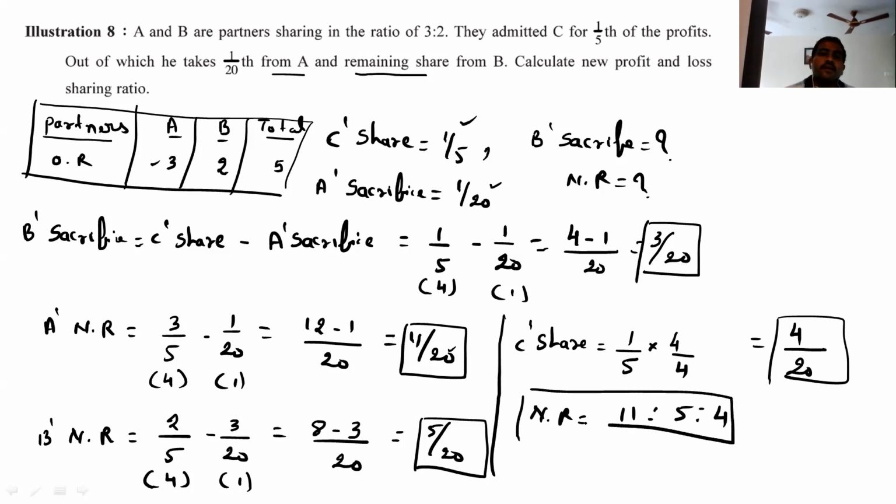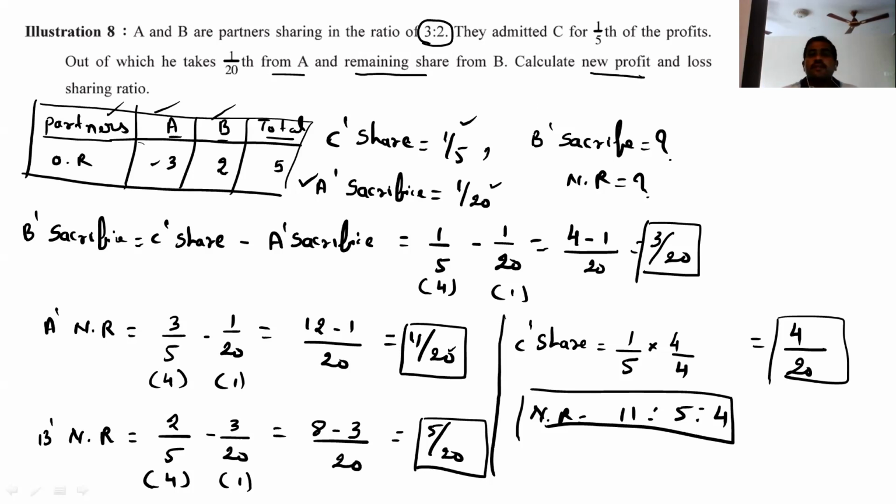Clear? One more time, a short revision. What they want to say: A and B are the partners and the ratio is 3 is to 2, which we have written here. Partners A, B and total. They admitted C for how much share? 1/5 share, so we have written C's share 1/5. Out of which he gets 1/20 from A. Clearly they say that A is sacrificing 1/20 and the remaining share from B. Remaining from B means we have to calculate it, that's why B's sacrifice is equal to question mark. We don't know. The question is to calculate the new profit and loss ratio.